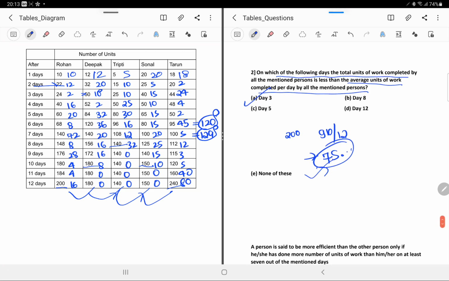For day 8, it is 8 plus 16, which is 24. 24 plus 32 is 56. 56 plus 25, obviously crossing this, so this cannot be the answer.